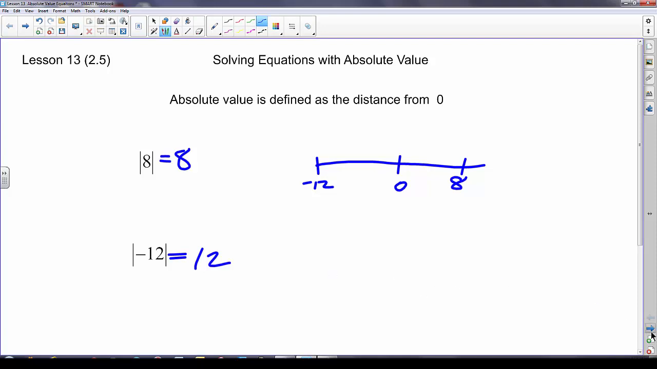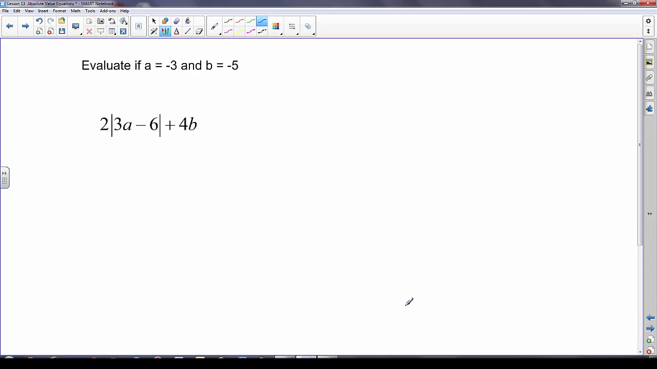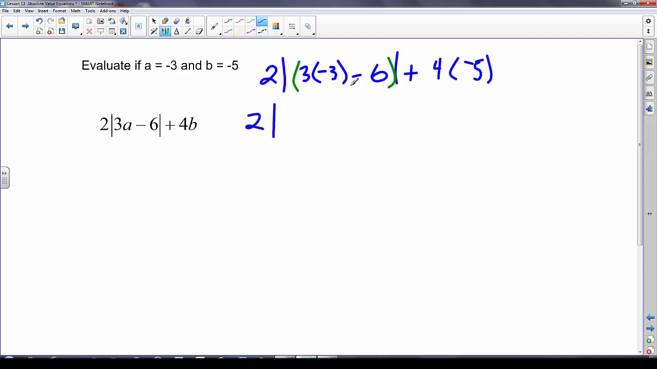So if I'm asked to evaluate an expression where I have to substitute, I'll go ahead and do that. So I have 2 times the absolute value of 3 times negative 3 minus 6, close that absolute value, plus 4 times a negative 5. We remember that the absolute value sign is acting like a giant set of parentheses. So I do what's in there first. And there's a multiplication, so that takes precedence over the subtraction.